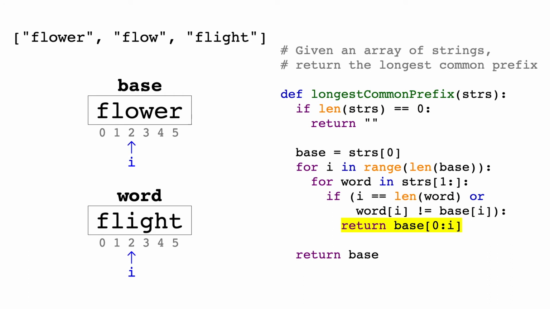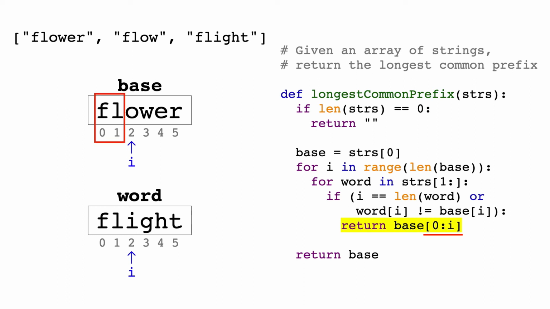Now that we know that all the characters are the same up until the character at index i, we can slice the base word and only return the characters up to that point. Remember that when using this slicing operator, the first index is included and the last index is excluded. So since i equals 2, this returns the characters from index 0 to index 1 from the base word flower. So we end up returning the string FL, which is the correct answer.